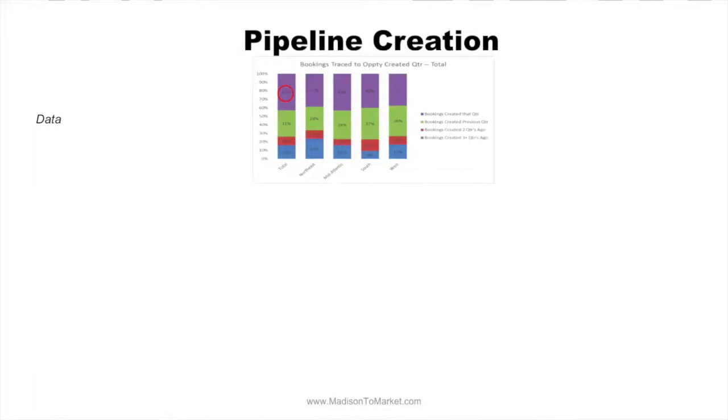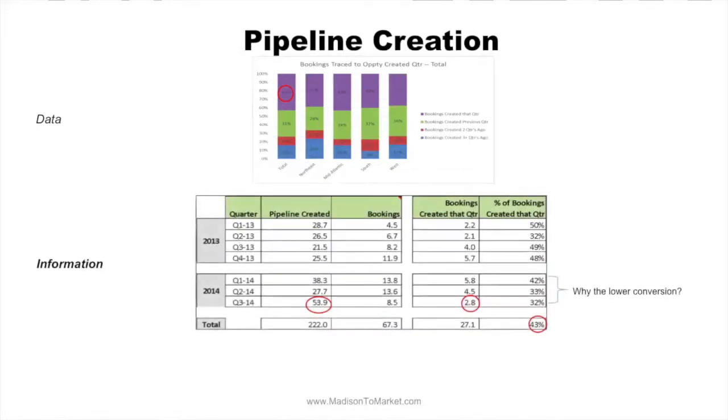Then we move over to the middle of the screen, in the information section, and we see the recent trends indicate lower conversion of the in-quarter pipeline created to bookings. While 3 of the 4 2013 quarters saw at least 48% of the bookings get created and closed in the same quarter, in 2014 no quarters have exceeded 42%. So management will want to understand this change. Is it a longer sales cycle, and why?